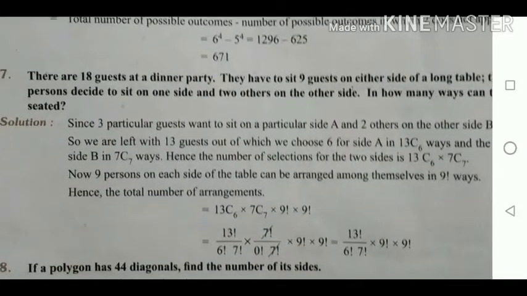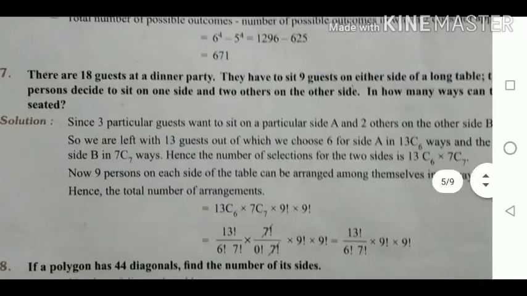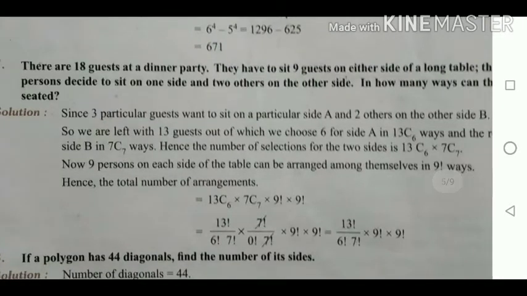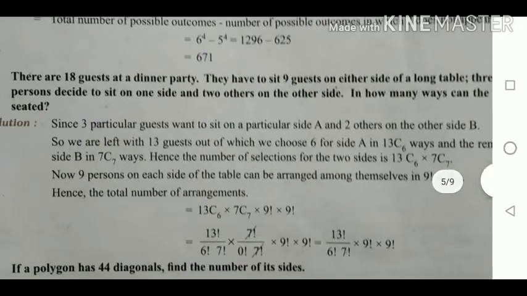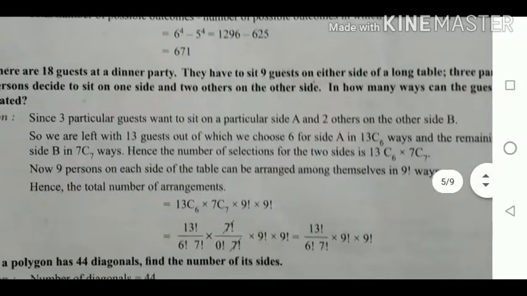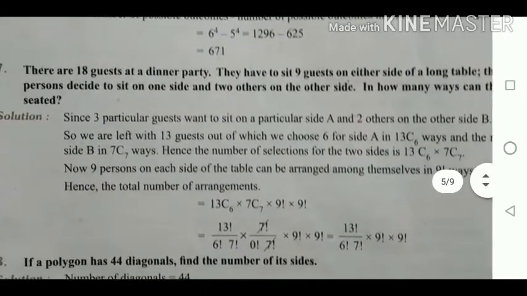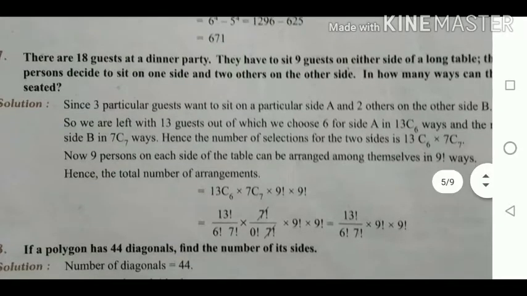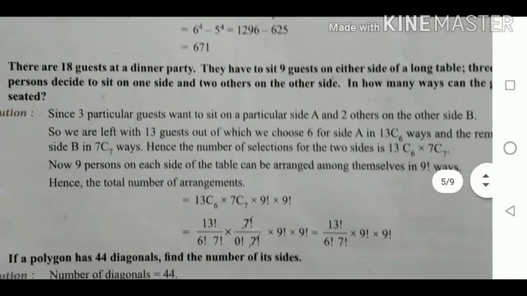There are 17 guests at a dinner party. They have to sit 9 guests on either side of a long table. 3 particular persons decide to sit on one side and 2 others on the other side. Here 3 persons are sitting on one side and 2 others on the other side. In how many ways can they be seated?